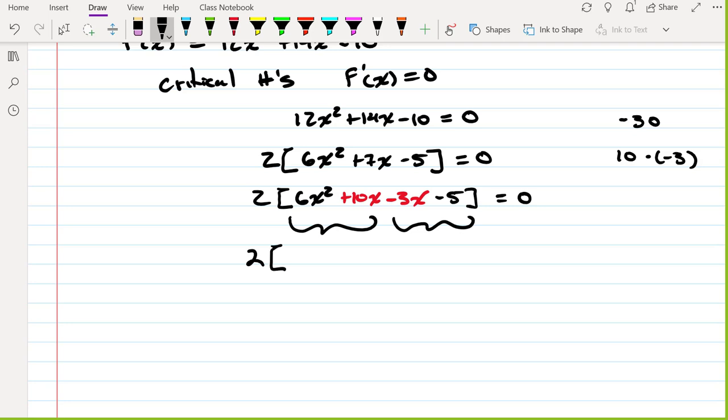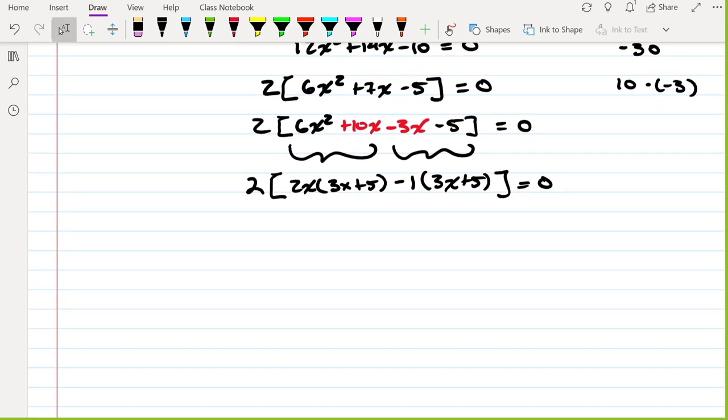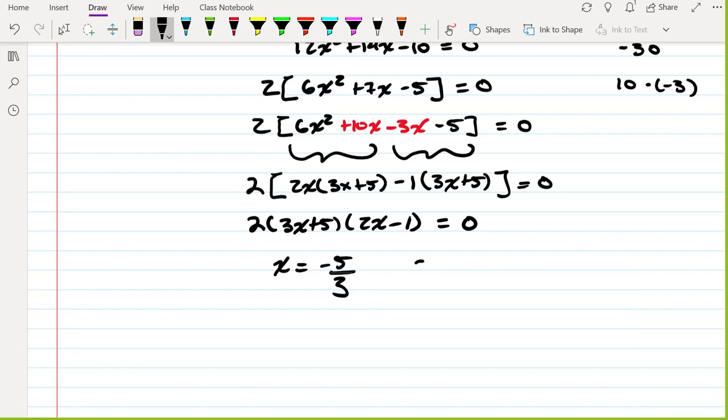So we factor out our GCF out of our first term, which is 2x, leaving behind a 3x plus 5. And then our GCF in the second two terms is negative 1, and that leaves behind a 3x plus 5 as well. So then we factor out our common factor of 3x plus 5, and we get 2 times 3x plus 5 times 2x take away 1 is equal to 0. So finally, that gives us our critical numbers, which are negative 5/3 and 1/2.